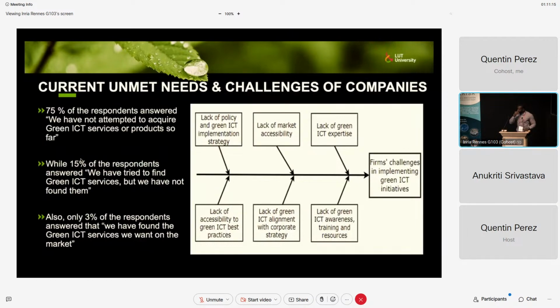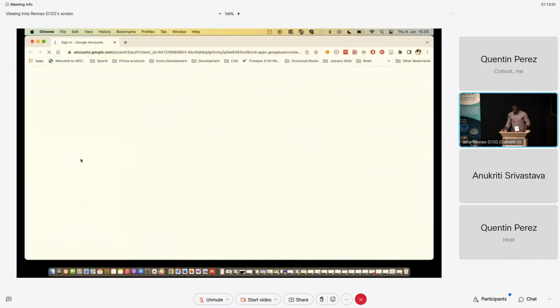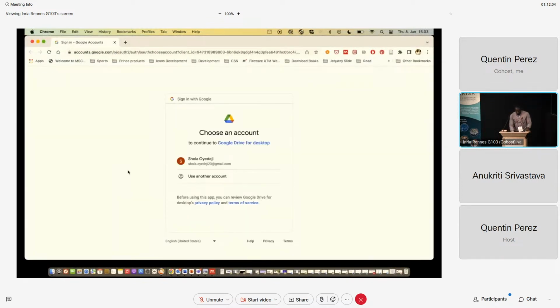So in the beginning of this project, we conducted a survey to understand the needs, the values, and the challenges that ICT-related companies are facing in adopting sustainability. A surprising 75% of the respondents answered that they've not even attempted to acquire any sustainable products or green ICT products. 15% of these respondents have tried, but have not gotten any sustainable product on the market, or probably could not find. Only 3% have been able to be successful on this. And their challenges range from lack of policy, lack of market accessibility, lack of green ICT expertise within the company, and many more.